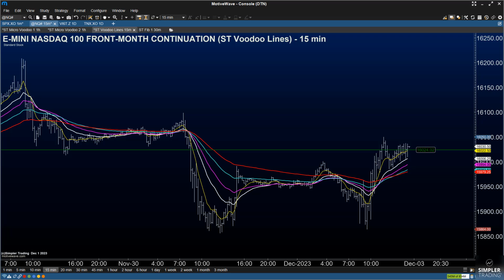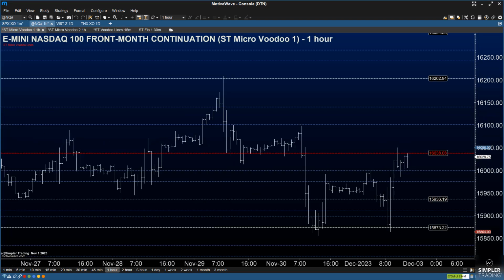But what I want to draw your attention to this evening are our micro Voodoo levels, right? These are crafted a similar way to the Voodoo lines, but they're on short time frames, more intended for intraday trading. And you can see right in the same area, a little bit above that all-important tree line, is the most important level in the micro Voodoo line set, and those are the fire lines, right?